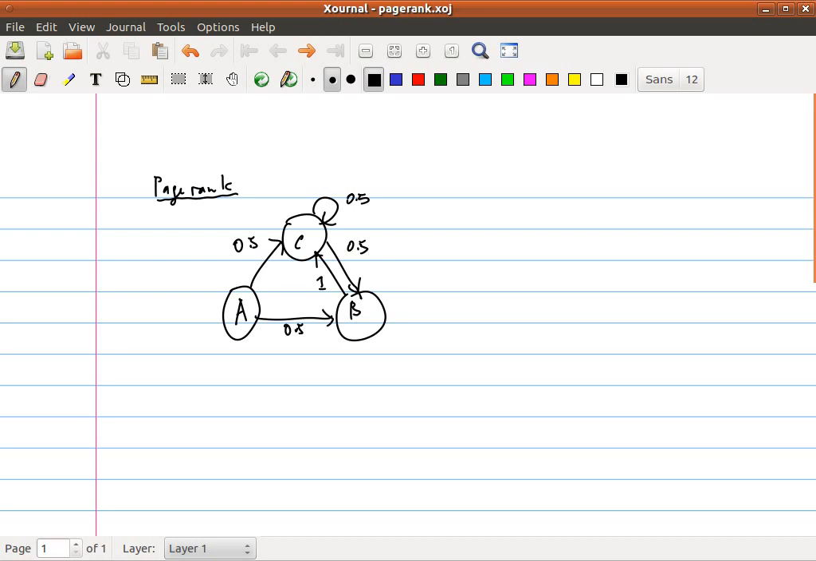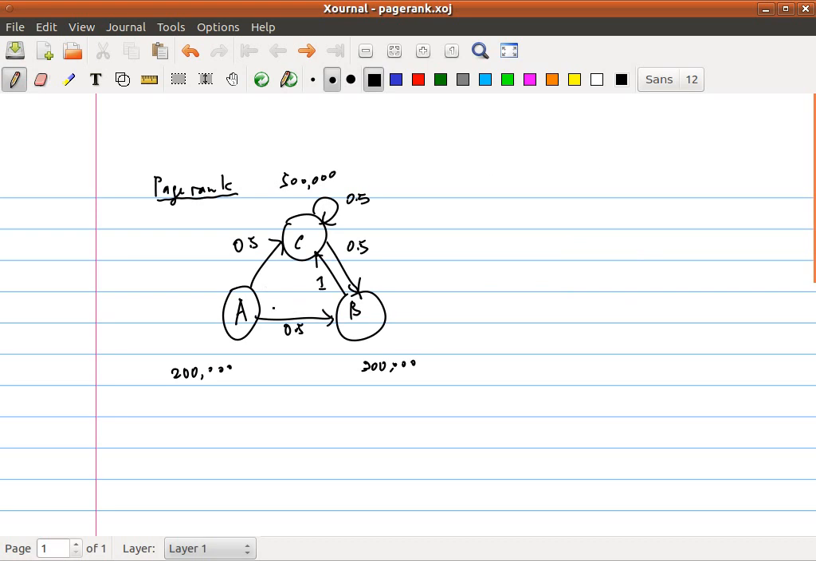Now let us imagine that at the beginning there's a large number of readers, let's say 1 million of them. Let's say 200,000 are reading page A, 300,000 are reading page B, and 500,000 are reading page C. Now, how many readers will there be in the next minute for each of the pages? It will be very simple, right? We can write down a matrix.